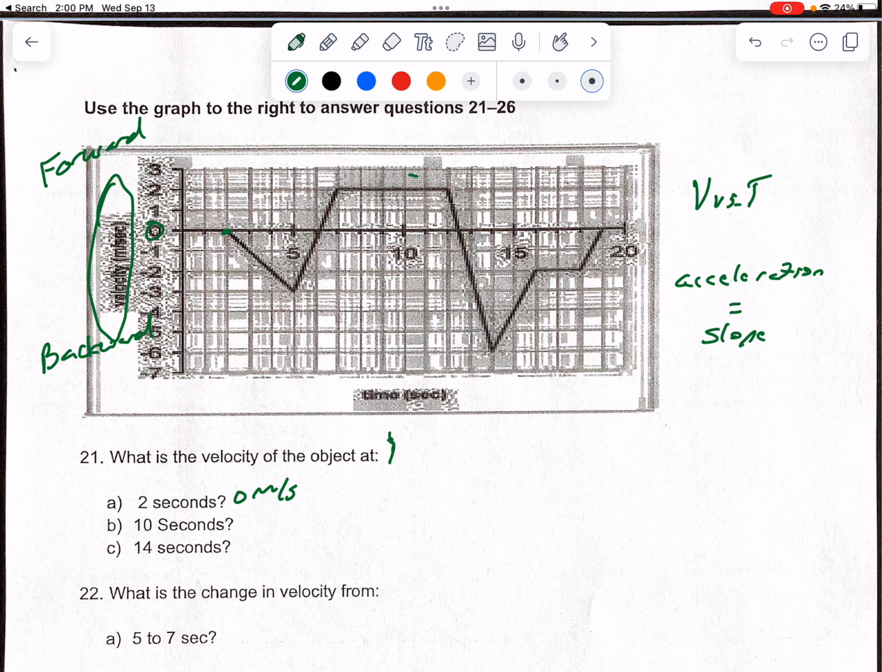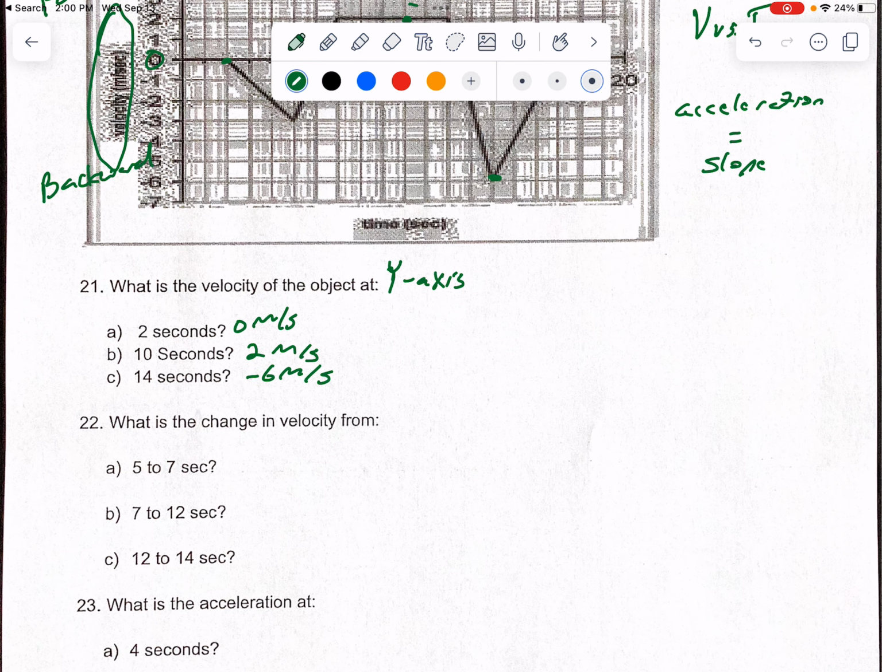All you gotta do is just look at the y-axis. At 10 seconds, right there, look to the left, and you're at 2 meters per second. At 14 seconds, look to the left, you're at -6 meters per second. Okay, 22, what is your change in velocity?